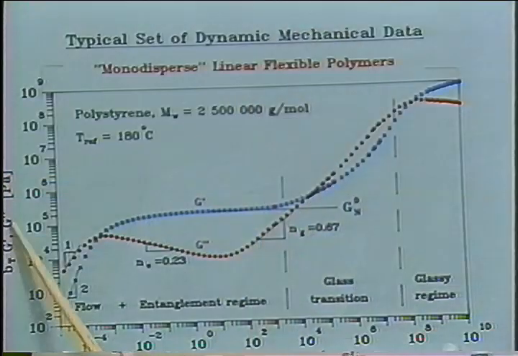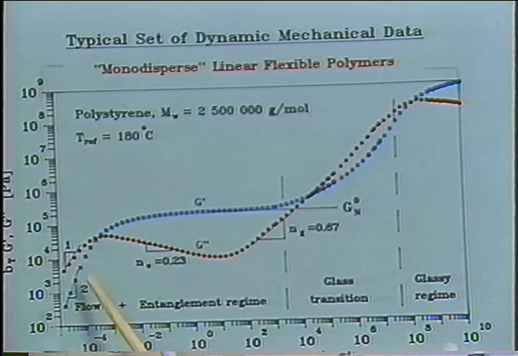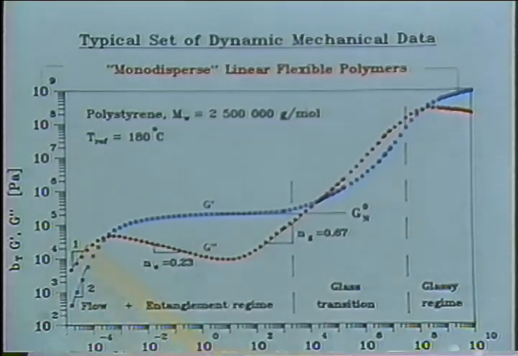The frequency down here is shown, and then we have G prime, G double prime. At very low frequency, we allow the molecule to rearrange. We are basically probing the flow behavior of the material. So this has a slope of 2, and this has a slope of 1. I would have to derive that for you, but this is a typical liquid behavior.